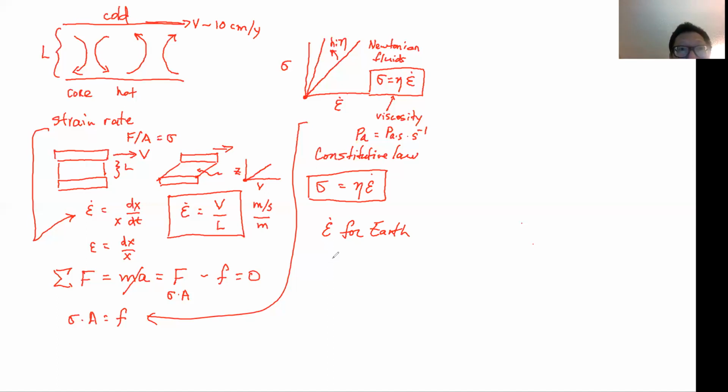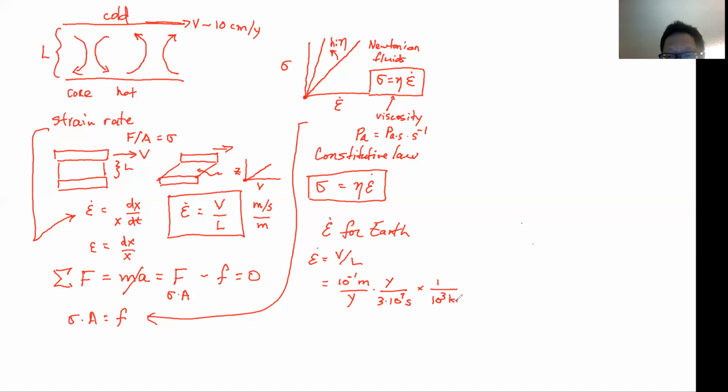So let's look at what possible strain rates might be. We take velocity divided by L. The velocity would be 10 to the negative 1 meters per year, that's 10 centimeters. I'm going to do this in SI units. Obviously 1 year is equal to 3 times 10 to the 7 seconds. That's a good number to remember. Now, we're going to divide by 10 to the 3 kilometers.